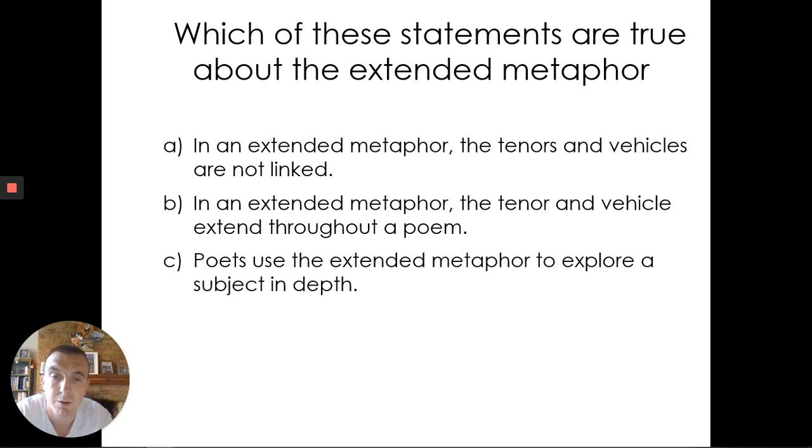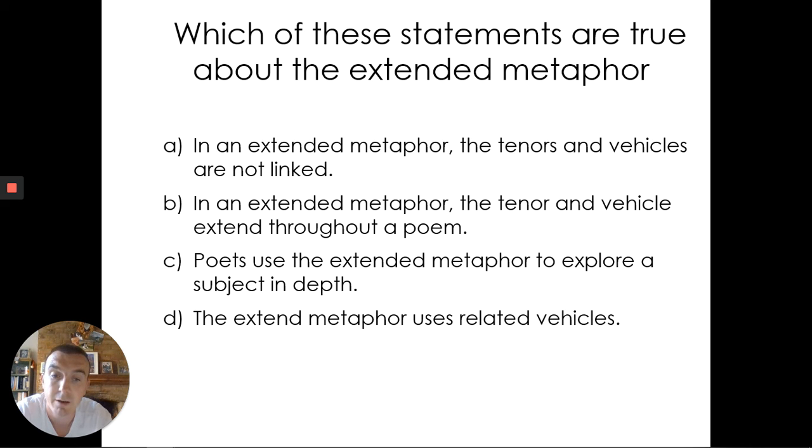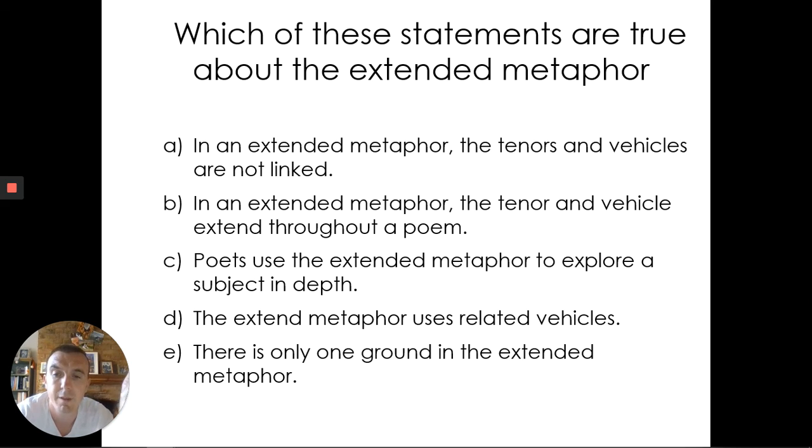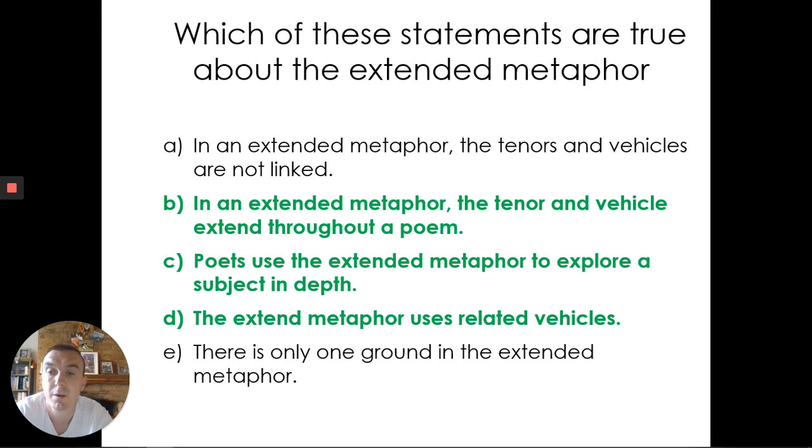C, poets use the extended metaphor to explore a subject in depth. D, the extended metaphor uses related vehicles. E, there is only one ground in the extended metaphor. So which ones of those are correct? Pause the video, and then I'm going to change it over in 3, 2, and 1. So B, C, and D are all true. A and E is not.